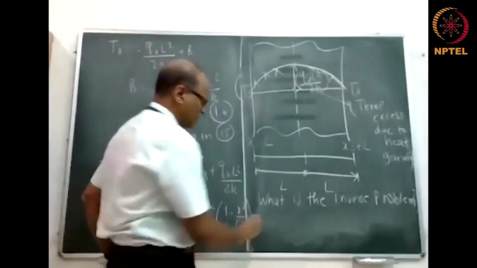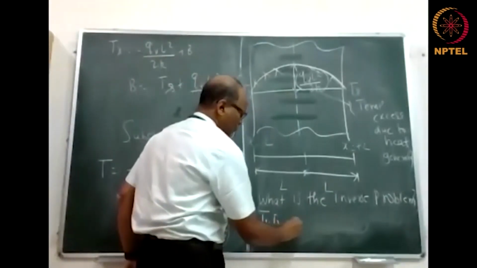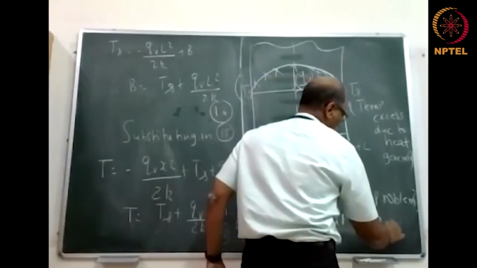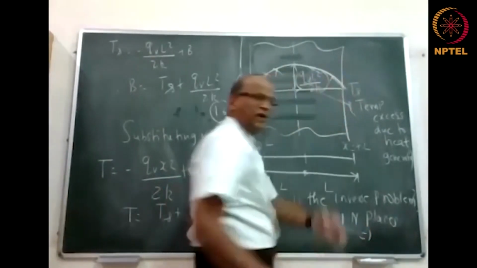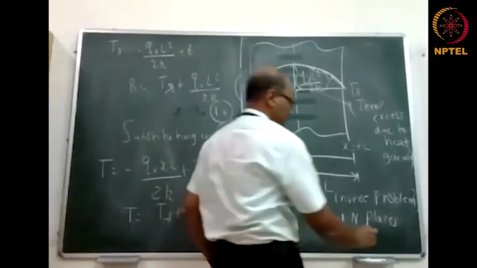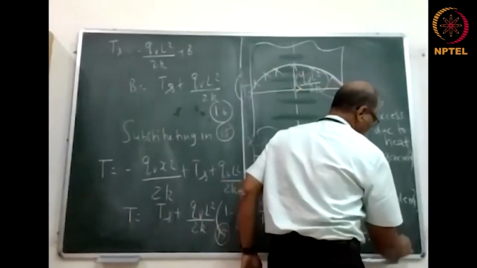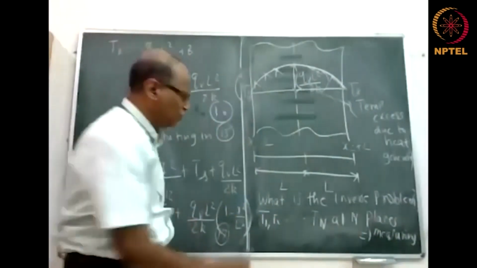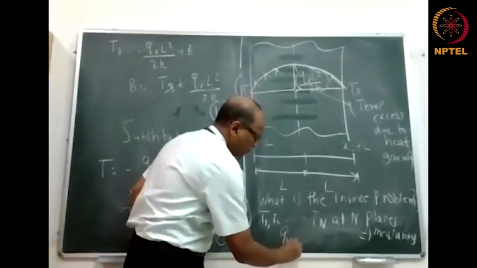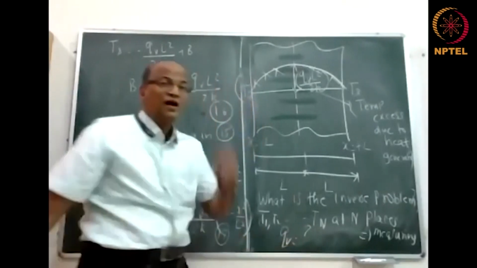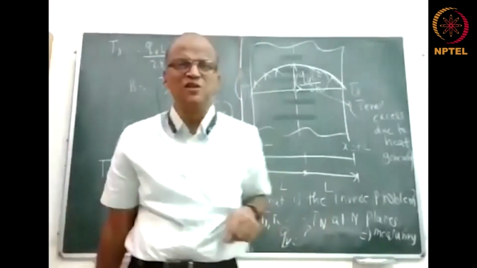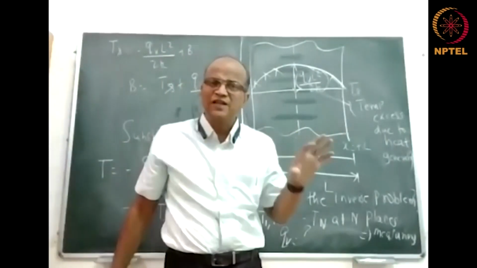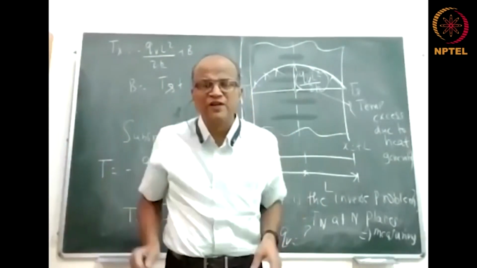The inverse problem is: T1, T2, I am measuring. But QV is something I don't know. So if I know that QV is non-zero, suppose there is a clinical correlation, I can find out whether there is a tumor. I can go even further.